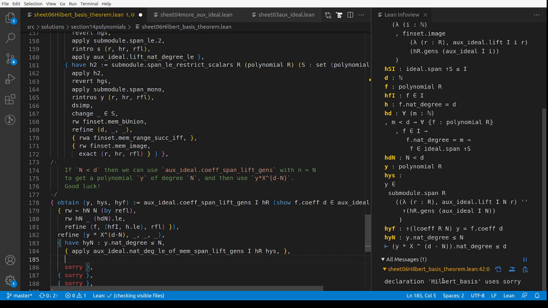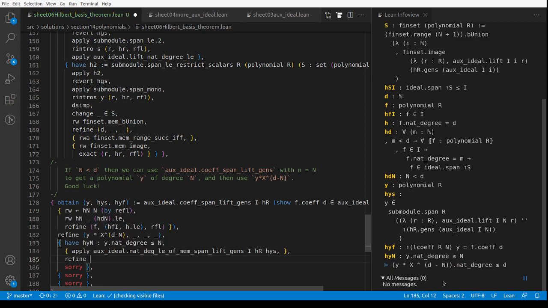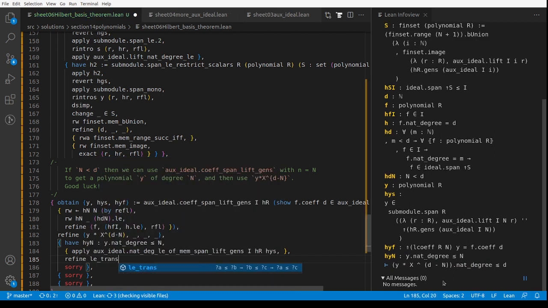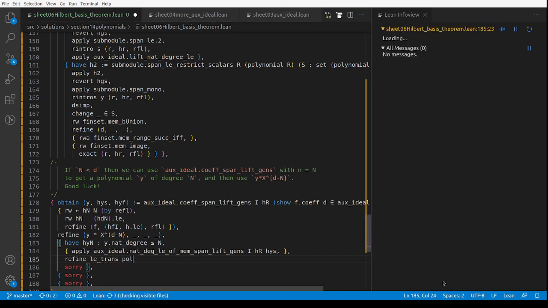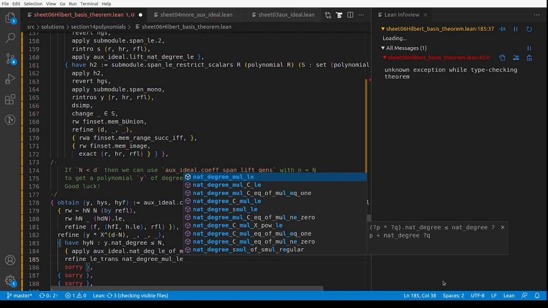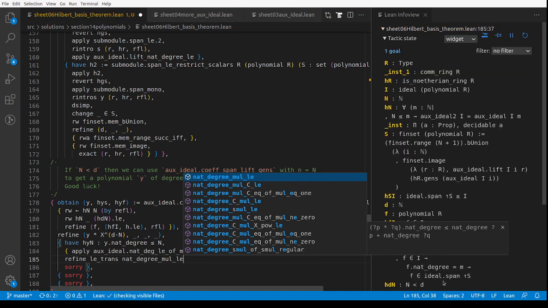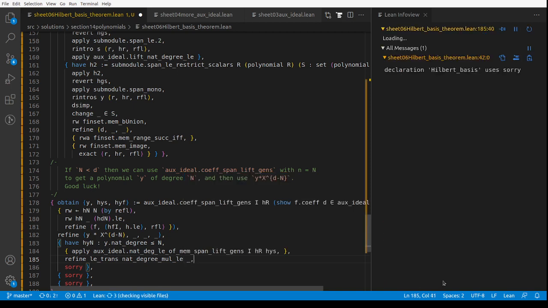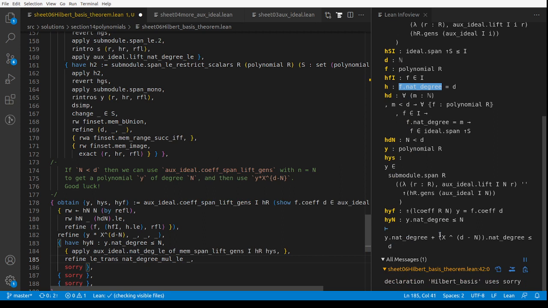So now I guess we're going to do refine le_trans natDegree_mul_le, right? Polynomial.natDegree, polynomial is open, natDegree_mul_le or something. Is there a natDegree_mul_le? Yeah, that'll do. And then that. And now I've got one goal. I've now got to prove this. Great. So now the degree of that is at most n, and there'll be a lemma saying the degree of that is at most d minus n.